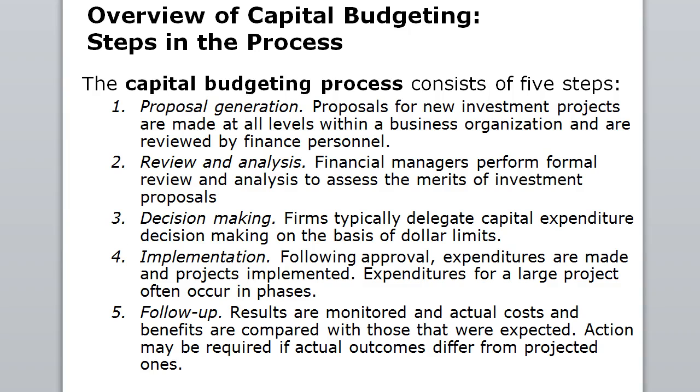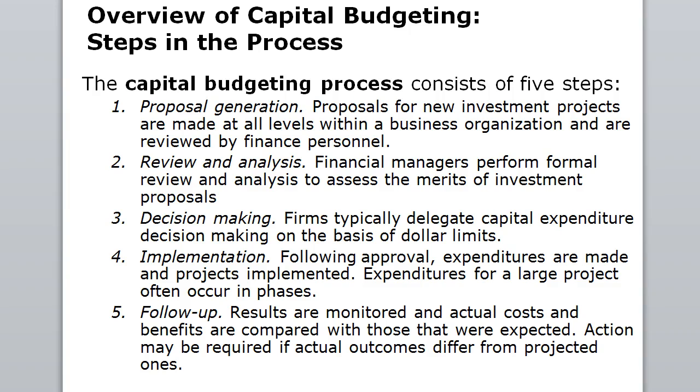Now, the capital budgeting process consists of 5 steps. Step 1 is the proposal generation. So proposals for new investment projects are made at all levels within the business organization and reviewed by financial personnel. So business proposals could be buying a new company, expanding an existing division, doing research and development, buying equipment. These are all different possible investments that can produce wealth for the company.